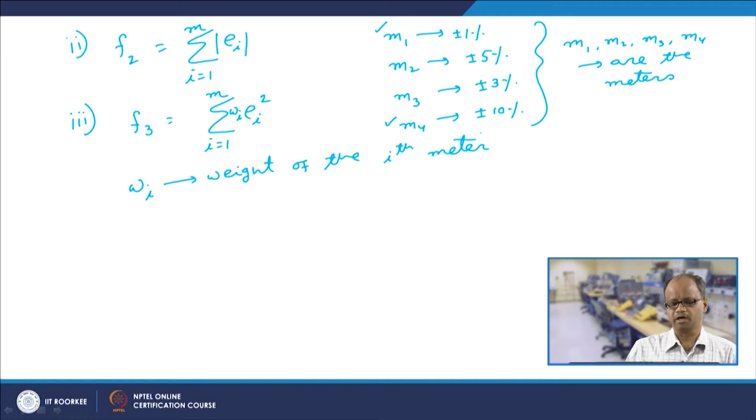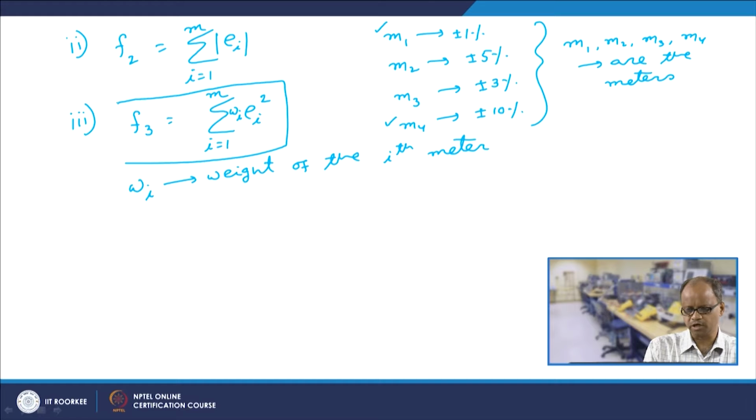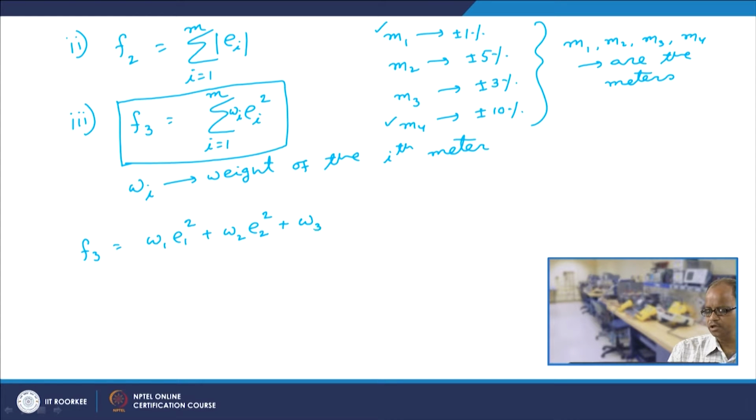Now, the obvious question is what should be the value of the weight? This issue we will come to a little later, but right now let us accept that for our estimation purpose this particular objective function is the most appropriate, because it has a very beautiful differentiable property and it also does not allow automatic cancellation of the error. So, in our case f 3 would be W 1 E 1 square plus W 2 E 2 square plus W 3 E 3 square plus W 4 E 4 square.